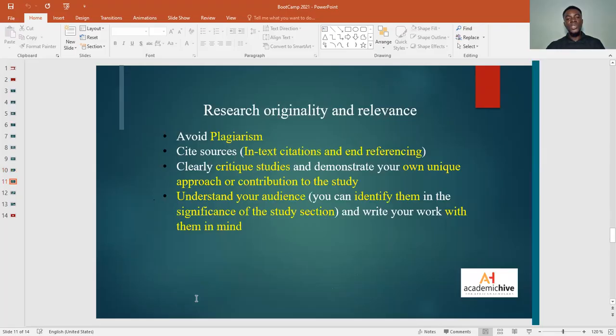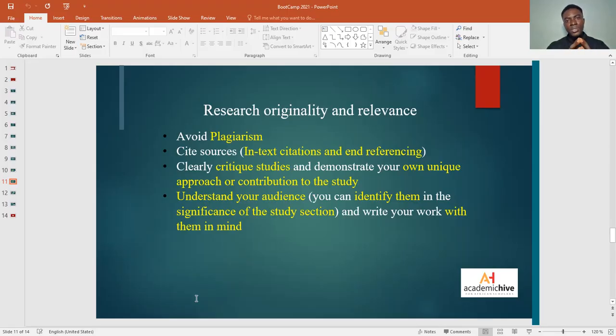Next, we'll talk about research originality and relevance. By definition, originality means it's your own. It's not copied. It's not cloned. It's not imitated. In order to get an original or genuine study, you need to avoid plagiarism in all of its forms. You also need to cite sources in your study, in-text citations, and at the end of your study, referencing. You also need to clearly critique studies and demonstrate your own unique approach or contribution to the study. Let me talk more about this.